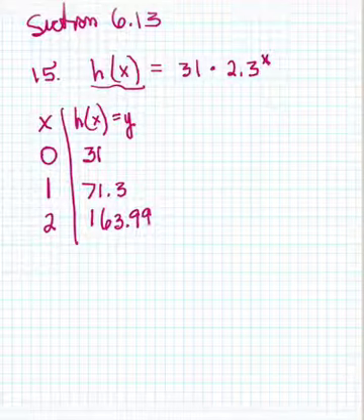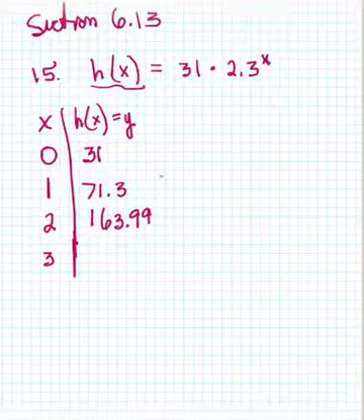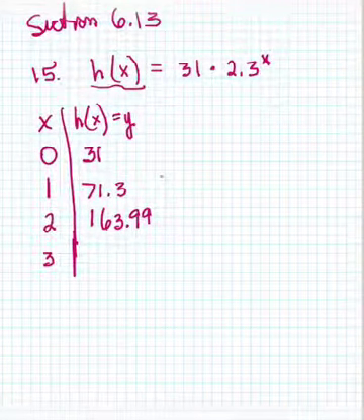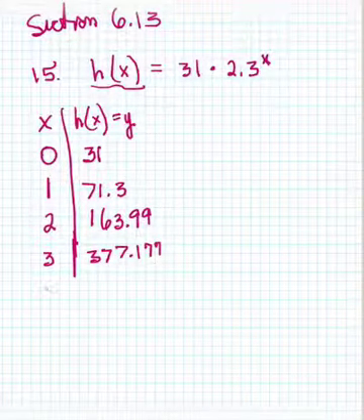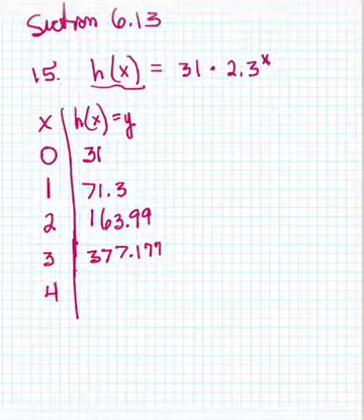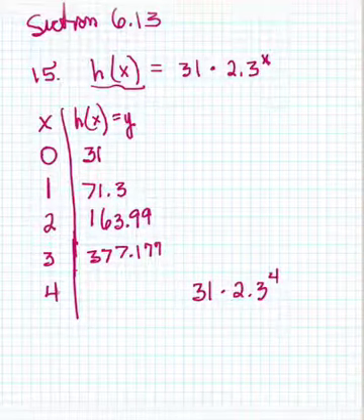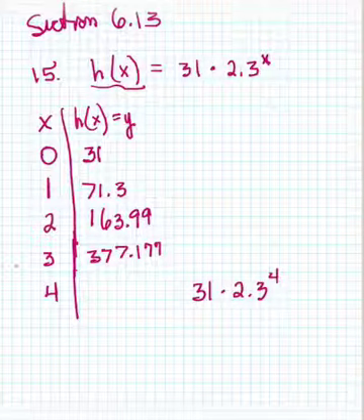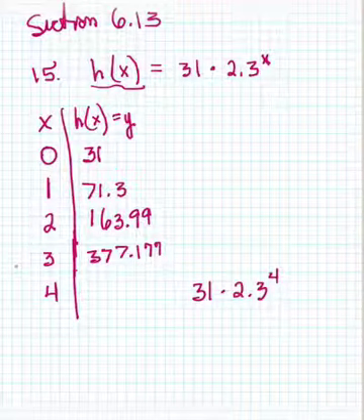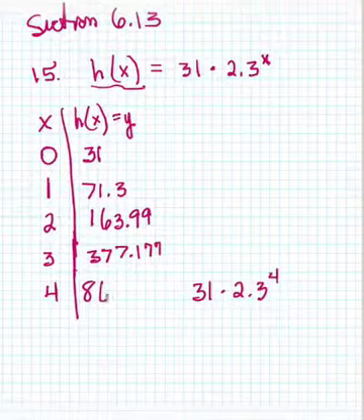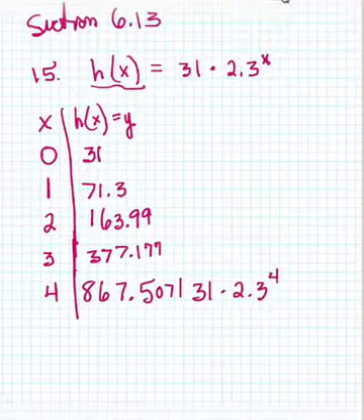And so it's going to be 163.99. Now I don't need to keep putting it in the formula, because really what's happening here, you're multiplying it by 2.3 every time. So I could just take my answer there and multiply it by 2.3. It's just a little easier to do it that way. 377. But you could put it in the formula too, either way. When x is 4, I'm just taking 31 times 2.3 to the fourth. Let me do it that way. 31 times 2.3 raised to the fourth is going to be 867.5071. All right, that's probably enough.